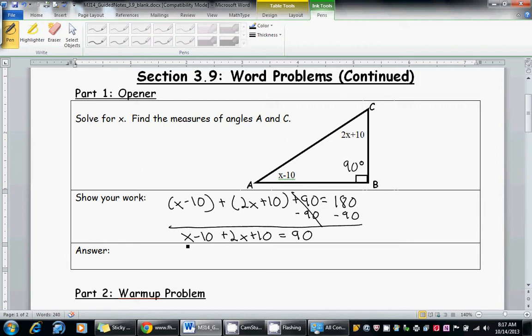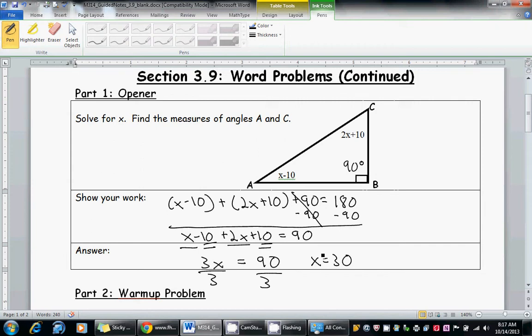Now I can start combining like terms. x and 2x combine to 3x. Negative 10 plus 10 is 0, so those cancel out. I get just 3x equals 90. Divide both sides by 3, and x equals 30. Done? Right? Done, I can move on.